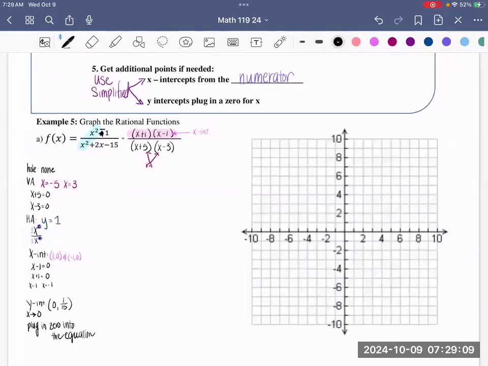Now let's go ahead and graph your special features. So we have a vertical asymptote at x equals negative 5.